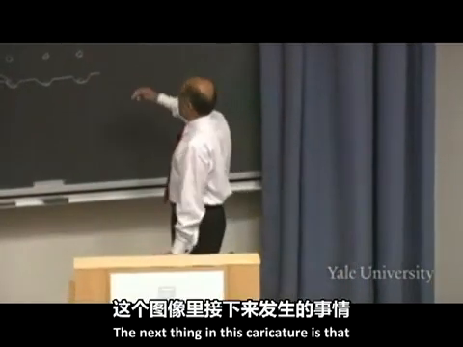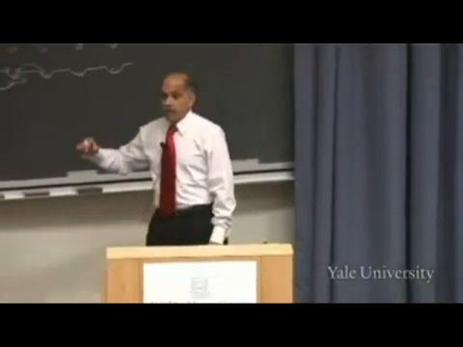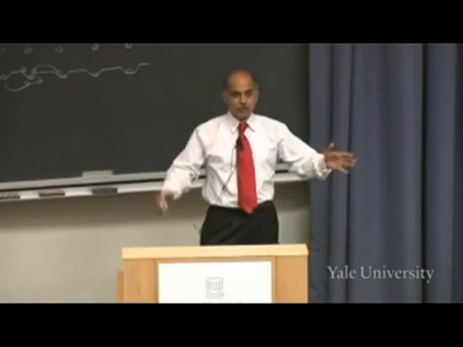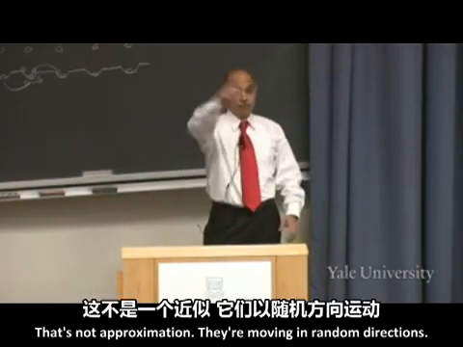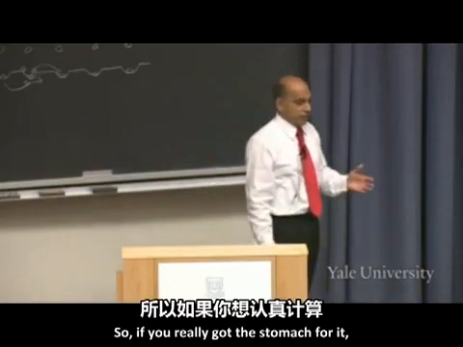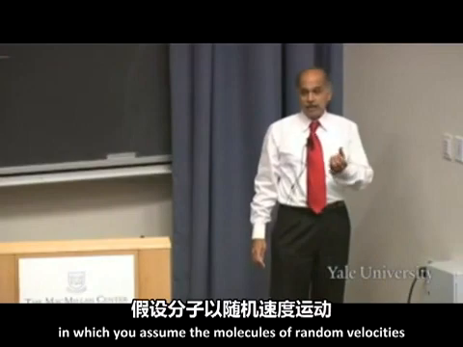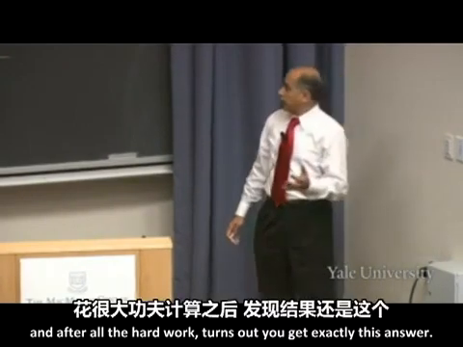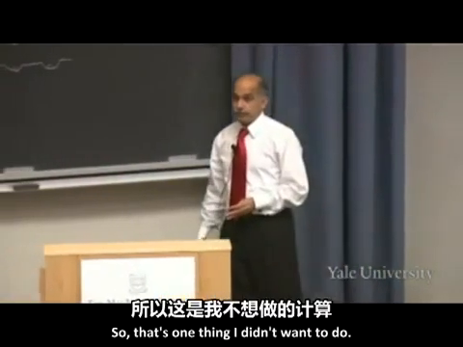The next thing in this caricature is that it's certainly not true that a third of the molecules are moving back and forth. We know that's a joke, right? Right now in this room, there's no reason on earth a third of the molecules are doing this and others are doing that. That's an approximation. They're moving in random directions. So if you really got the stomach for it, you should do a pressure calculation in which you assume the molecules have random velocities sprinkled in all directions. And after all the hard work, it turns out you'll get exactly this answer. So that's one thing I didn't want to do.